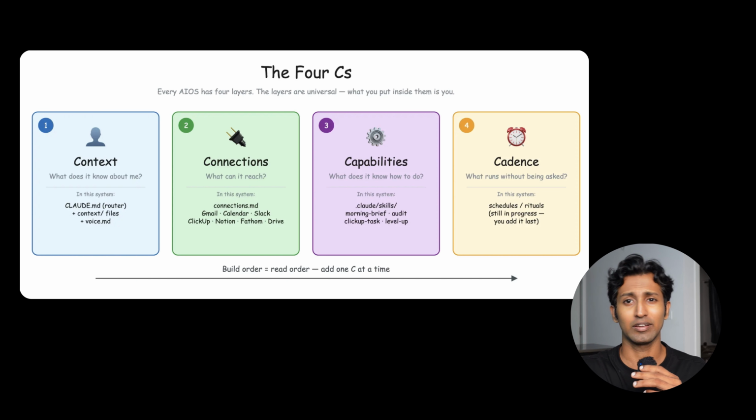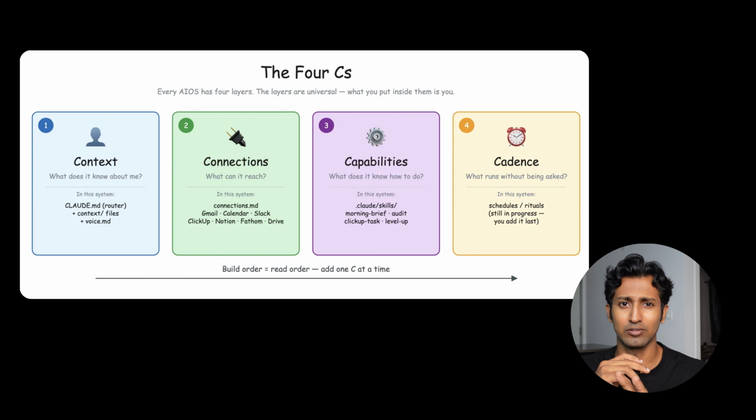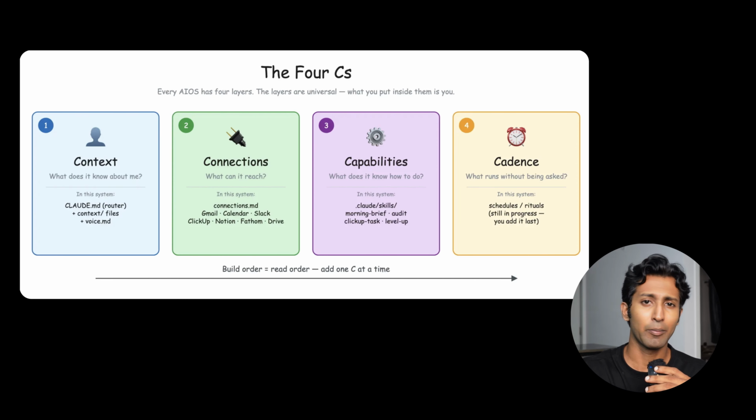And this is the structure of my AIOS. There are 4 layers to it. Doesn't matter if it's mine, yours, or anybody else's, every AIOS will have 4 layers to it: context, connections, capabilities, and cadence. 4 C's. So the first C is context.